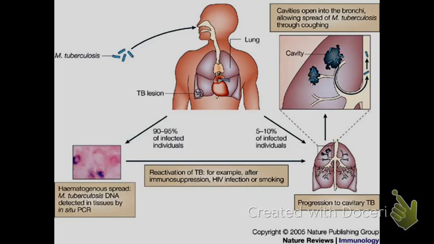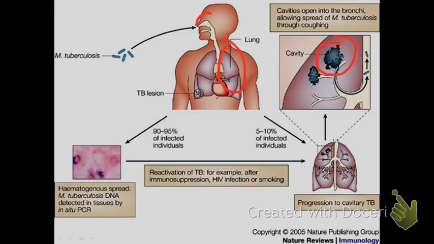So, once you get the organisms by means of droplets, the organisms will of course go to your lungs. So what will happen in the lungs is that the cavity opens into the bronchi. Okay, so these are the organisms, allowing the spread of Mycobacterium tuberculosis, and usually you get it through coughing.